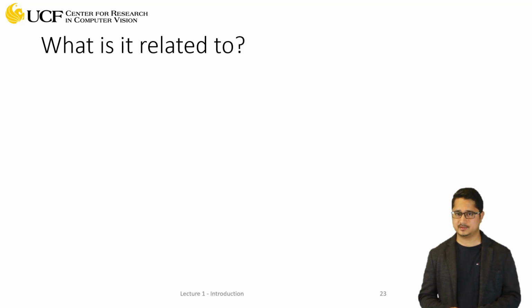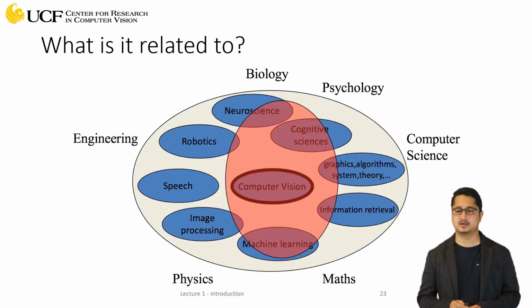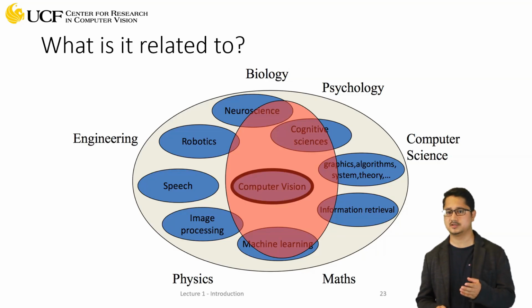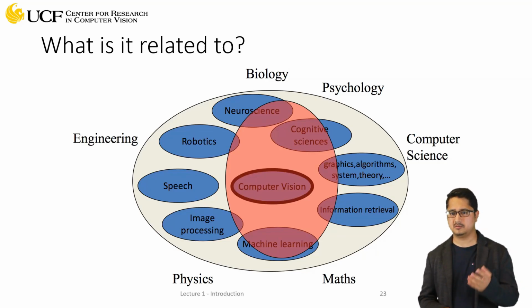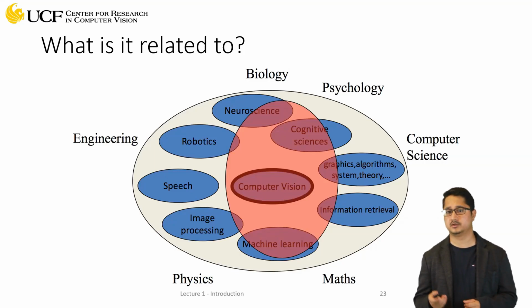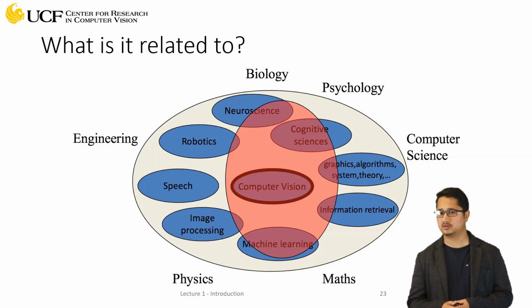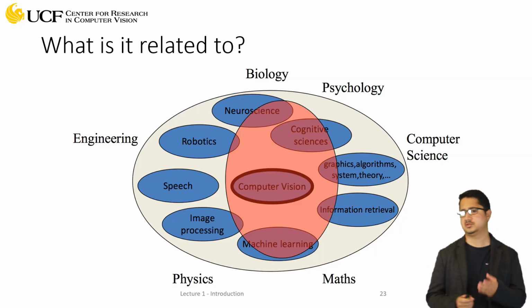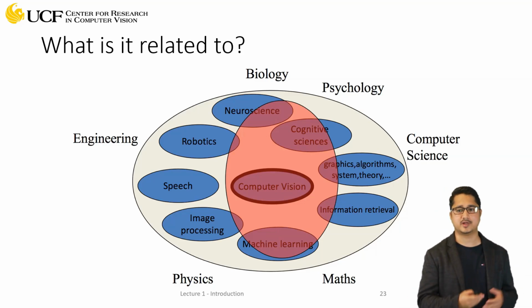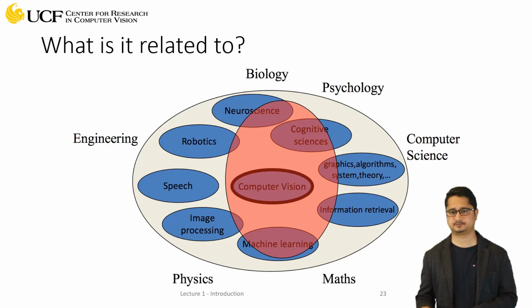Now, before we go into the basics, let's first try to understand what other research areas are relevant to computer vision. In the Venn diagram shown here, you can see that computer vision is at the center, and we have a lot of other areas coming from biology, computer science, mathematics, and physics. Computer vision has some overlap with neuroscience, cognitive science, algorithms, information retrieval, machine learning, and image processing. Of course, speech is not related to vision because it's a different modality. We do have some overlap with robotics as well, where vision plays a very important role.